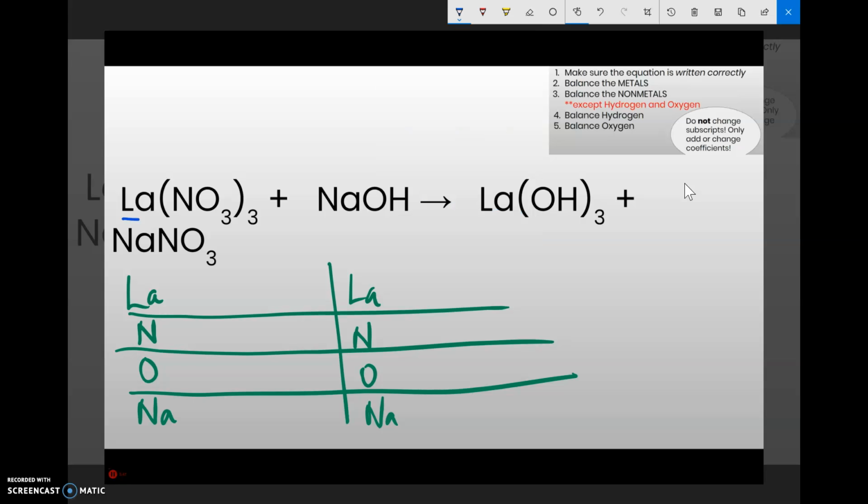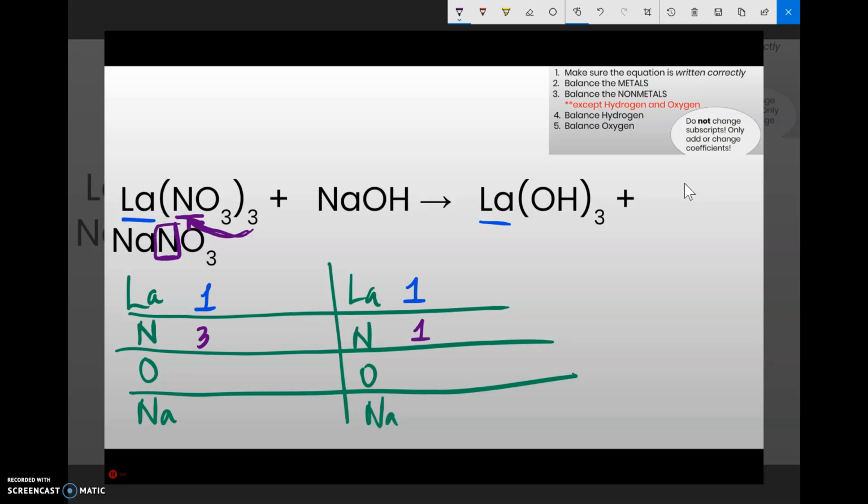Okay, so let's go ahead and start. First of all, La, we have 1 on the reactant side, 1 on the product side. Okay. Then our N. Now remember, when we have parentheses, this subscript comes in and distributes just like we do in math. So we've got 3 N on the left side. And on the right side, we only have 1. Okay. We're only looking at this right here.